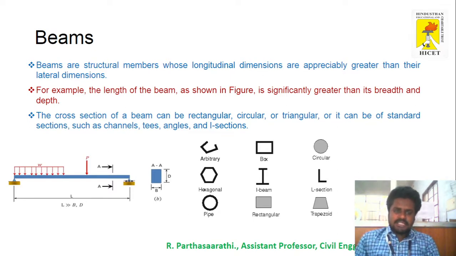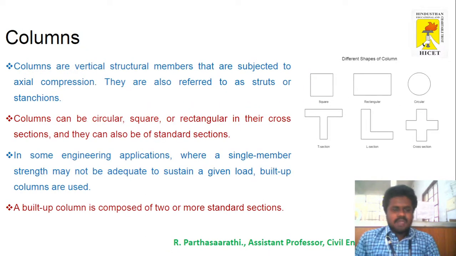The cross section of a beam can sometimes be rectangular, circular, triangular, or it can be a standard section such as a channel section, T section, angle section, or I section. These are examples of steel sections, and previously we saw examples of reinforced concrete sections. In this picture I already defined that the length is always greater than the breadth and depth of the beam.